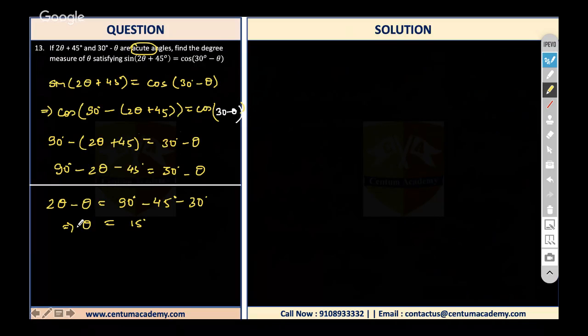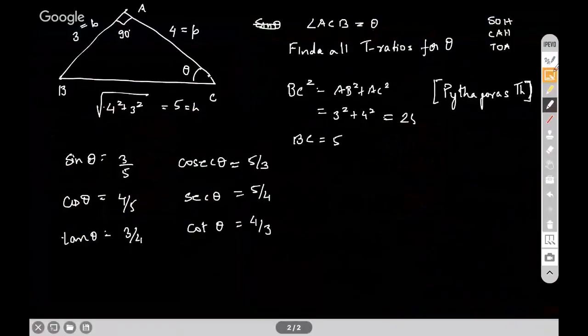Check if it is true. If theta is 15, then 2 into 15 is 30, plus 45 gives sine 75, and sine 75 is equal to cos 15. That's correct. So hence theta equal to 15 degrees is correct. So this question is correctly solved. Okay, let's move to the next question.